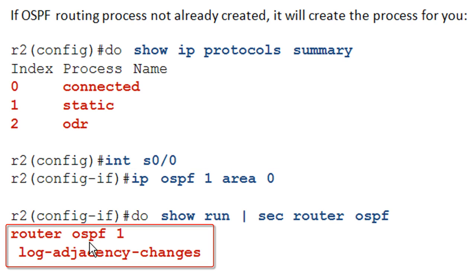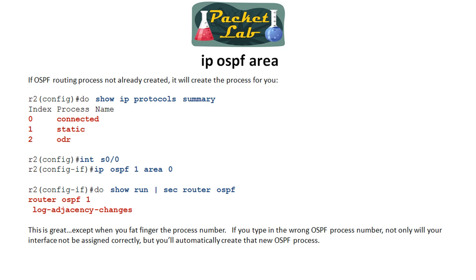We now have OSPF process 1 configured, and this log adjacency changes may or may not show up in your particular configuration. That's a default command. So this is pretty sweet, unless you fat finger it. So let's assume that we've created the correct area assignment for 0/0.